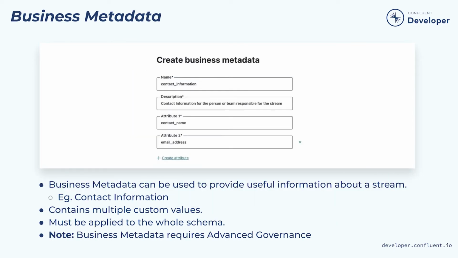Once we've located a stream, it can be helpful to provide some additional business data for that stream. As an example, we may want to include contact information such as a name and email address. That way, if someone is looking at the stream, they will know who to talk to if they have questions. Business metadata is different from tags in a couple of ways. First, it can contain multiple custom values rather than just a name and description. Second, it is applied to the schema rather than an individual field.